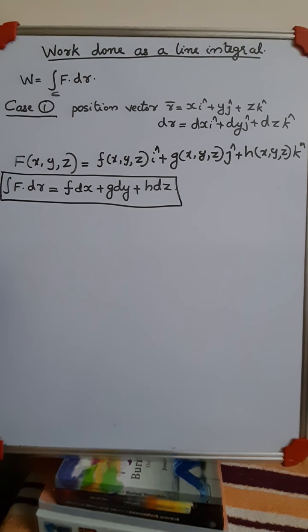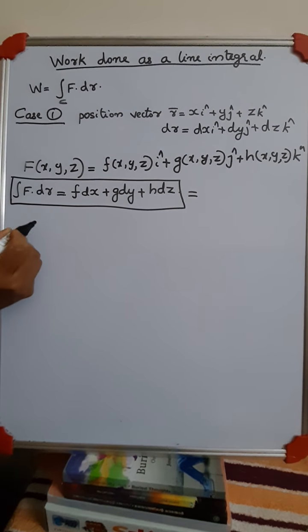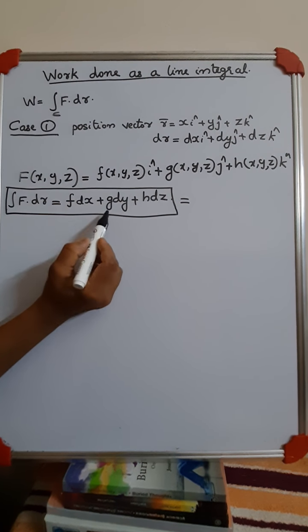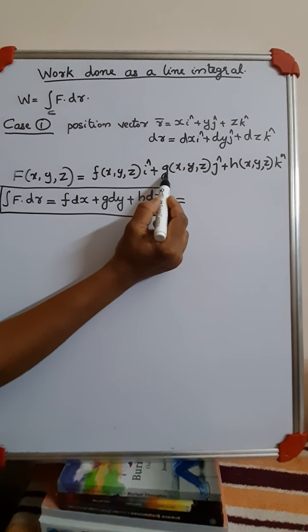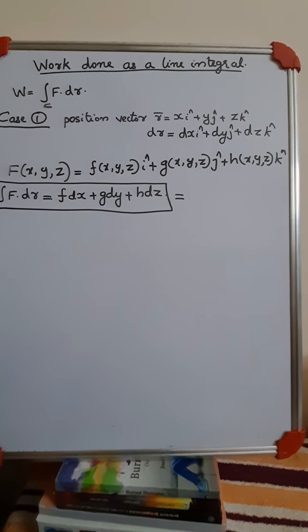Integral over C F dot dr is equal to integral of f dx plus g dy plus h dz, where f is the i-th component of the force function, g is the j-th component of the force function, and h is the k-th component of the force function.